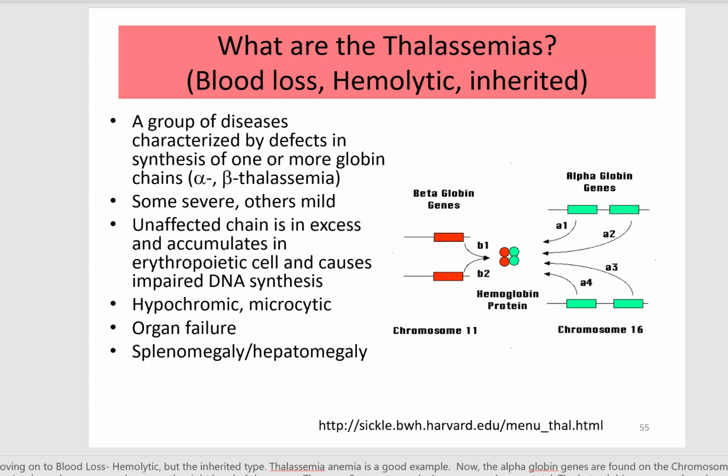These Heinz bodies accumulate in the red blood cell precursors. They're going to impair DNA synthesis and cause damage to the red cell membrane, which is, of course, going to lead to hemolysis. These cells are hypochromic, microcytic, and their MCHC will also be decreased. Again, MCH down, MCV down, and MCHC down.